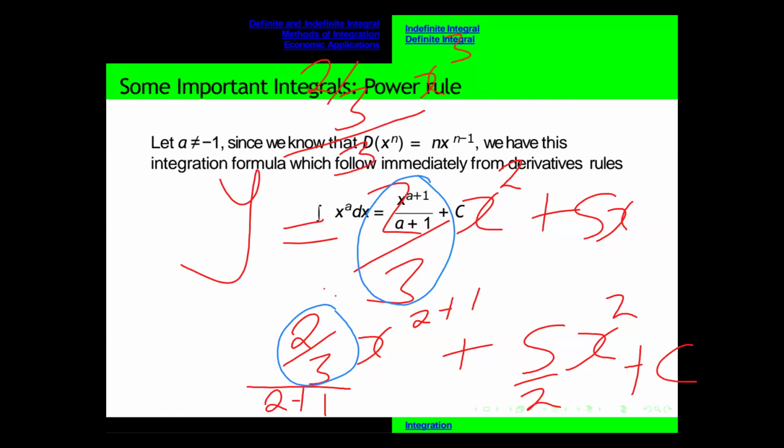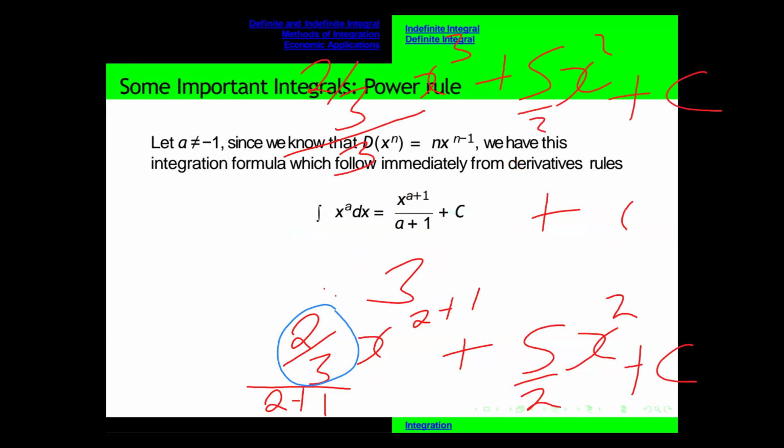X to the power 3 plus 5x squared over 2 plus c, the constant. Right? Okay, we are good. I want to understand where, for example, when we divide, where the 2 is going. Which 2?